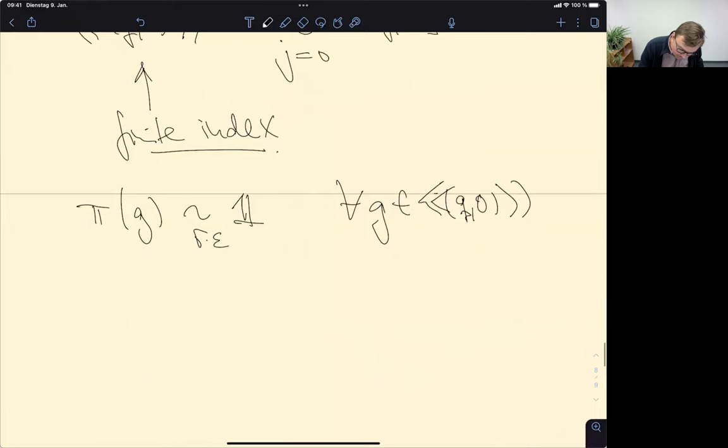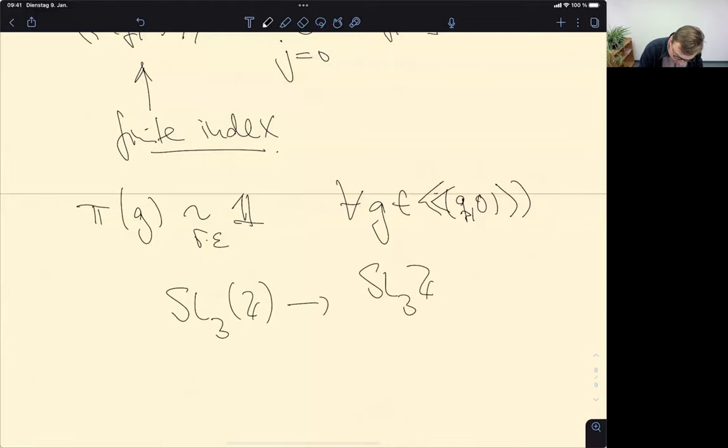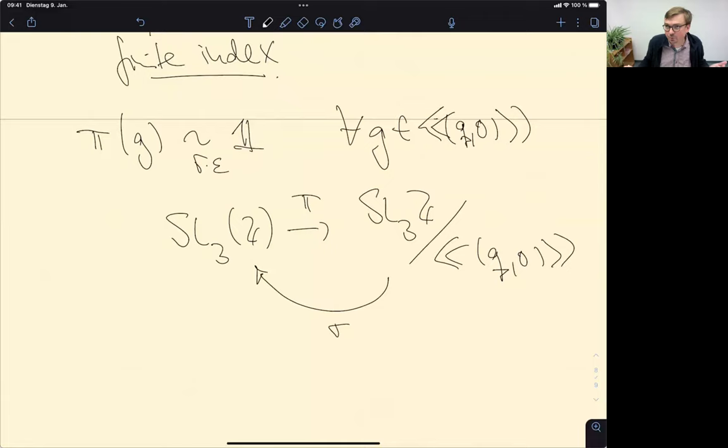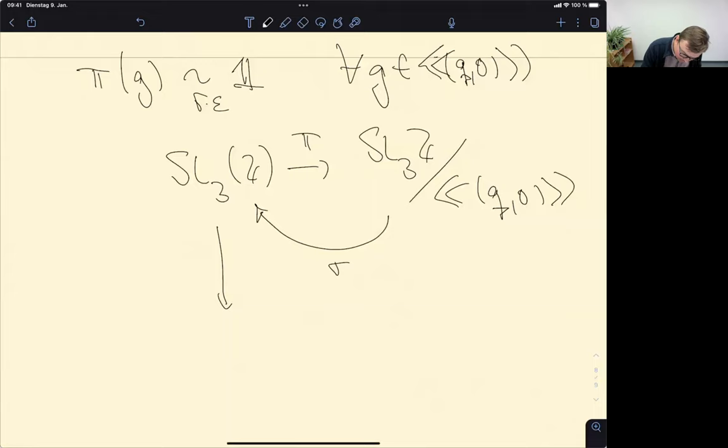And so now, to finish the proof, you have this SL3Z. It maps to SL3Z modulo the normal subgroup generated by Q zero. And choosing a splitting, right? So this is the natural projection, but you can choose some splitting sigma, so that just takes some pre-image of pi. And then here you have your representation. Okay, so maybe we shouldn't call that pi, we should call it alpha, because pi is already taken. That's your epsilon representation.